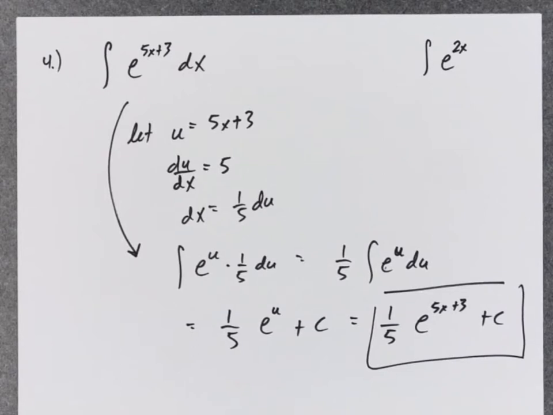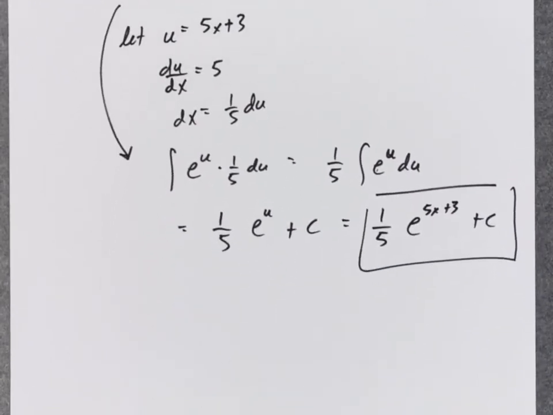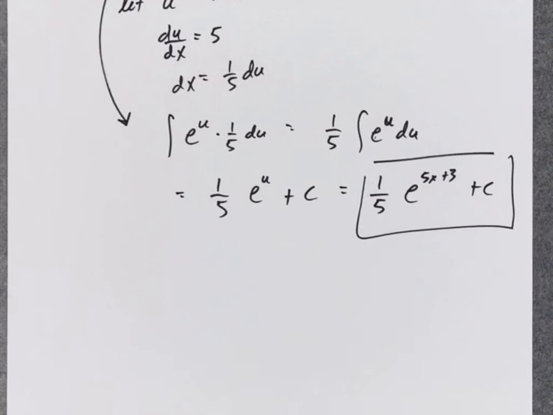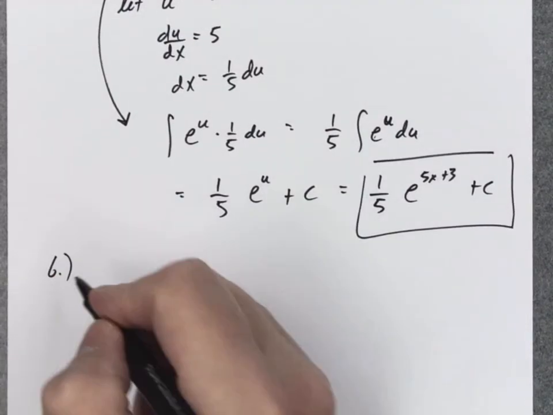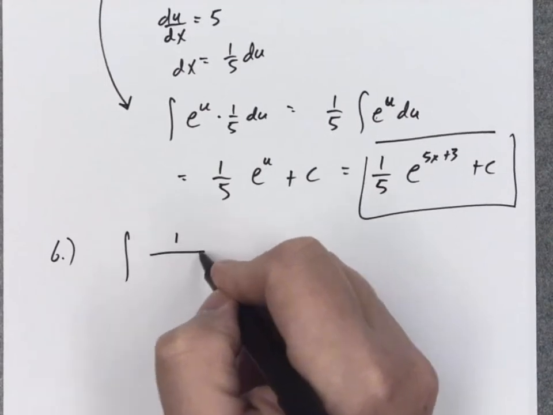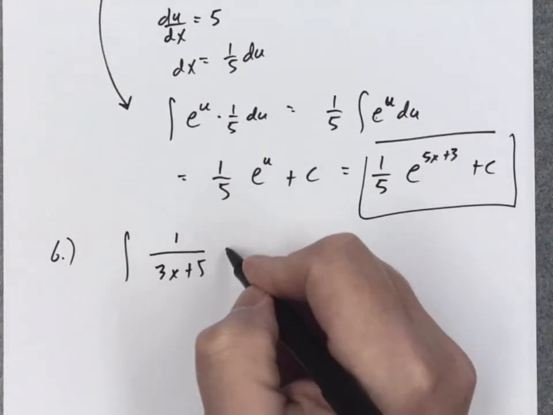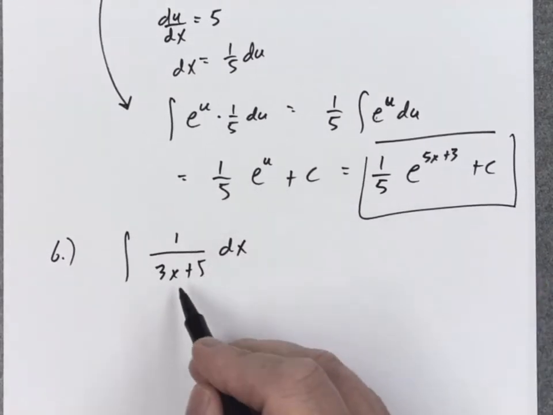All right, let's do a few more examples. They can get a little tricky. Sometimes you just have to work through these, with a little trial and error. Problem 6: the integral of 1 over 3x plus 5. They have something like this.